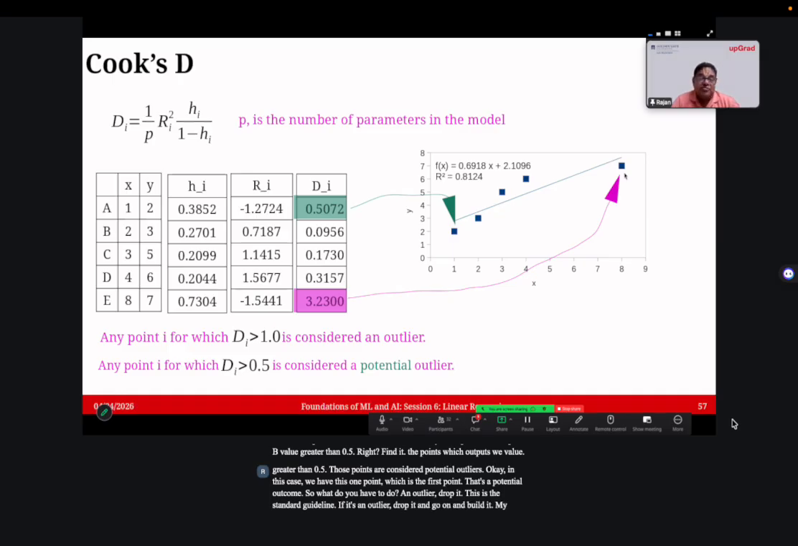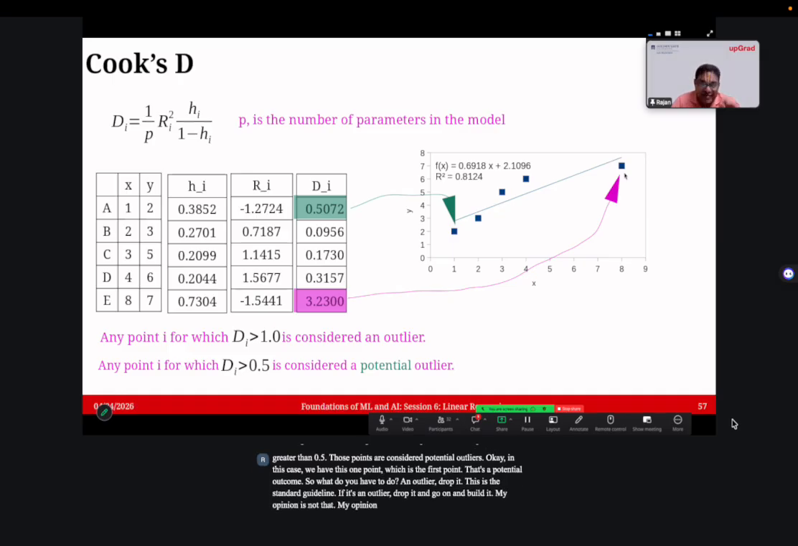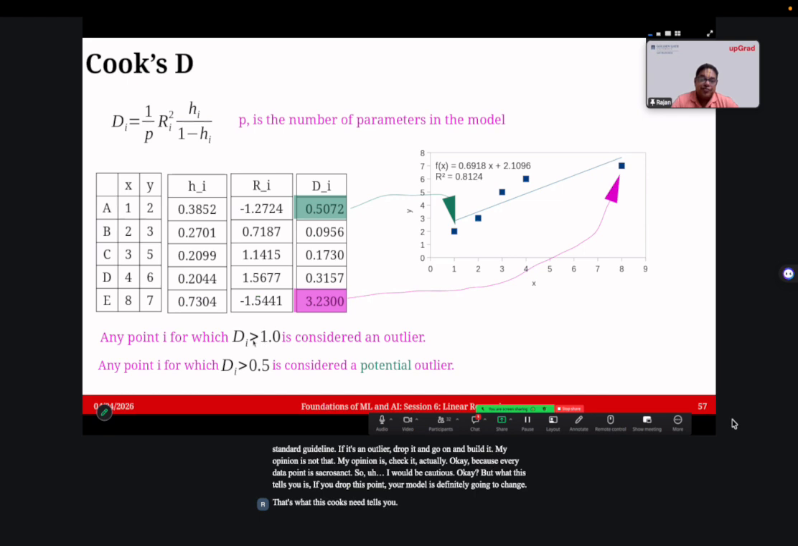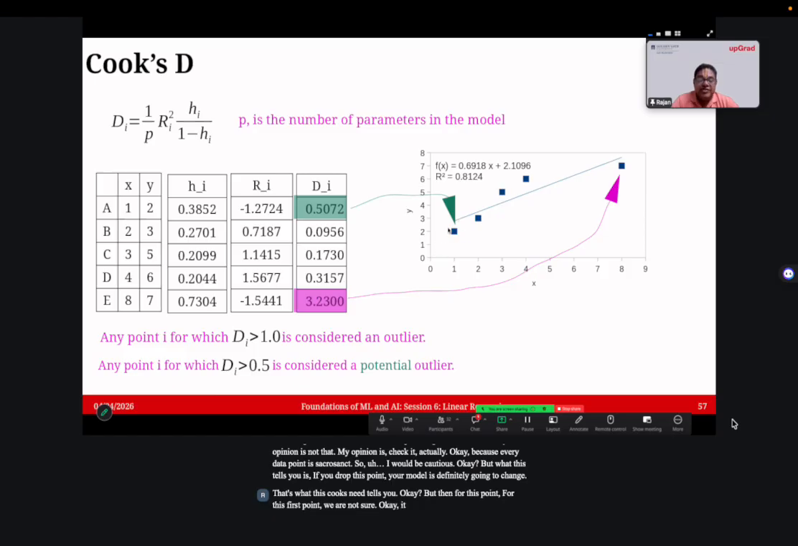My opinion is not that. My opinion is check it actually, because every data point is sacrosanct. So I would be cautious. But what this tells you is, if you drop this point, your model is definitely going to change. That's what this Cook's D tells you. But for this first point, we are not sure. It's a potential outlier.